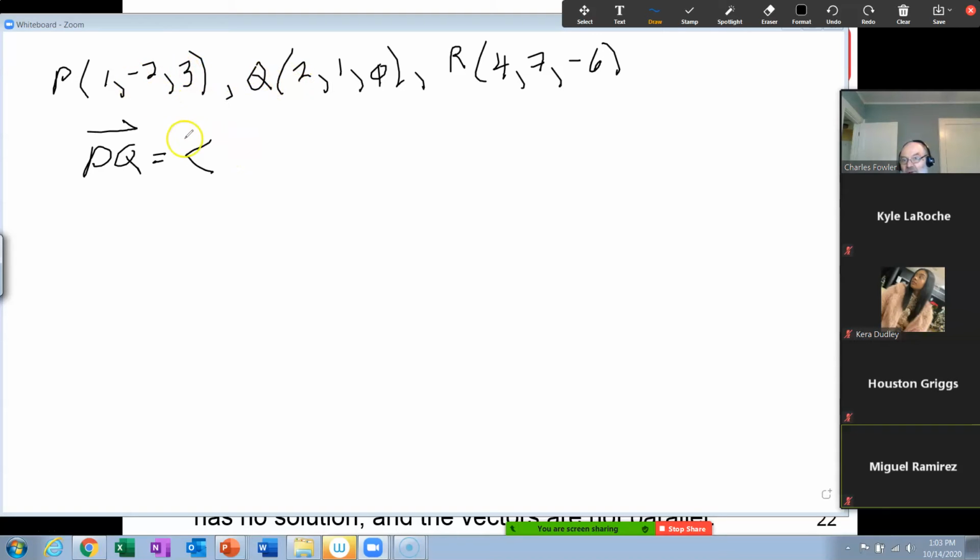2 minus 1 is 1, comma. 1 minus negative 2, that's 1 plus 2, 3, comma. 0 minus 3 is negative 3. Okay. Now, we see what vector that is. Let's do these 2. It doesn't matter, any 2, but let's do QR.